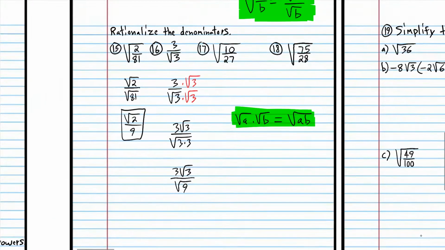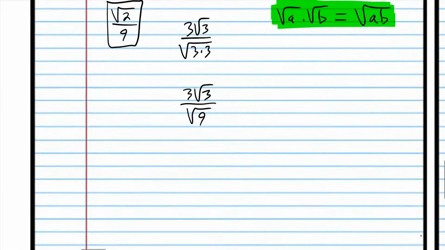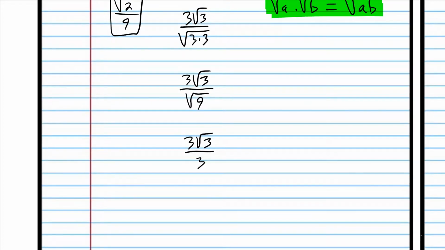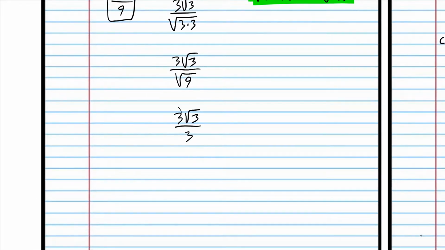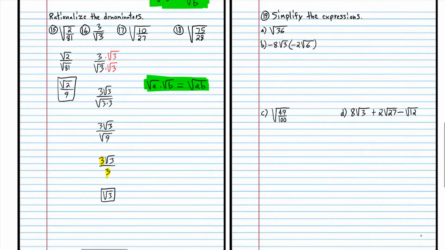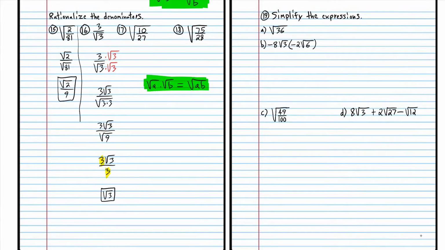Now, please be aware that you can skip some of these steps. You don't have to do all these steps. I'm just showing you what's happening here. What number times itself is equal to 9? Well, that's just 3. And look what happens. These 3's actually cancel out. So I can just cancel out those 3's, and we end up with root 3. So that was a nice and neat answer there. All right, so I'm going to put some dividers here.